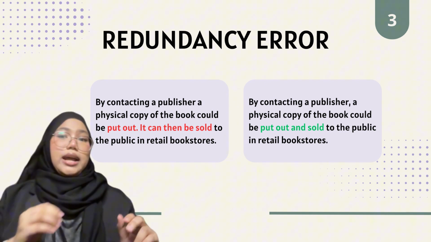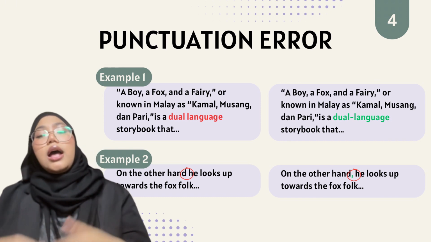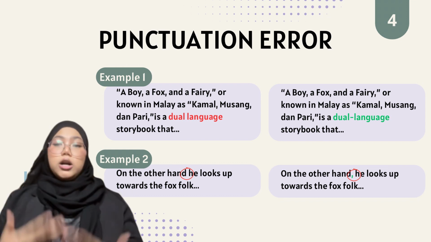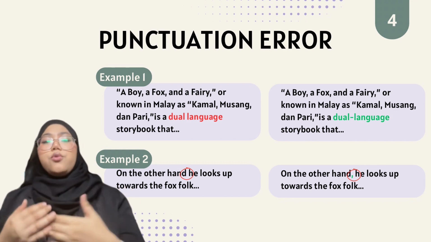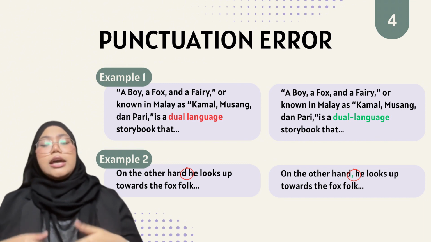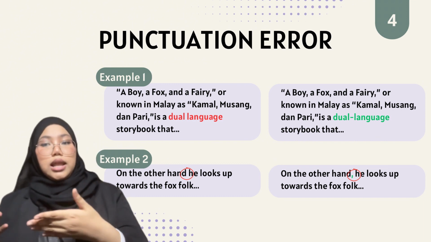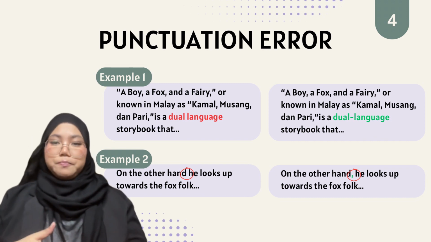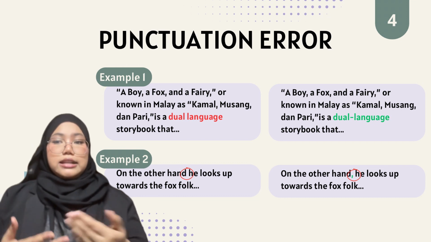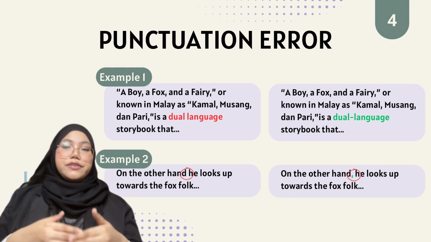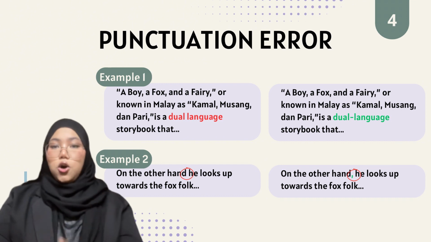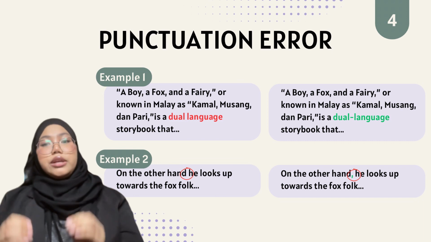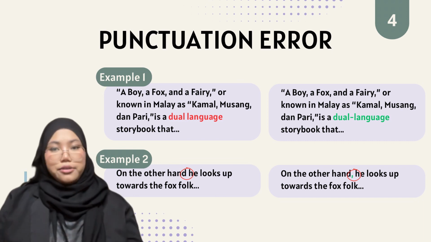Moving on to the next error category, which is the punctuation error. As I was proofreading the document, I noticed that the author was quite careless when it comes to punctuation. Some were missing and some were even misplaced. In my slides, you can see that "dual language" is missing a hyphen, which may raise ambiguity for the readers. In the second example, you can see that the linking phrase "on the other hand" is missing a comma. Therefore, I suggested adding a comma as it helps readers identify the next point in the paragraph.